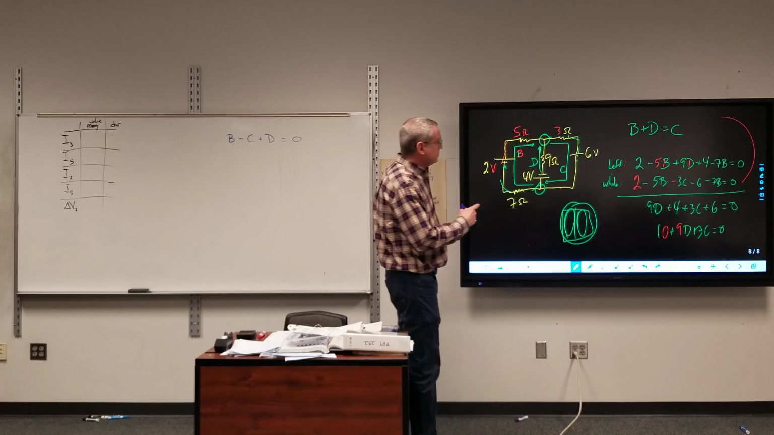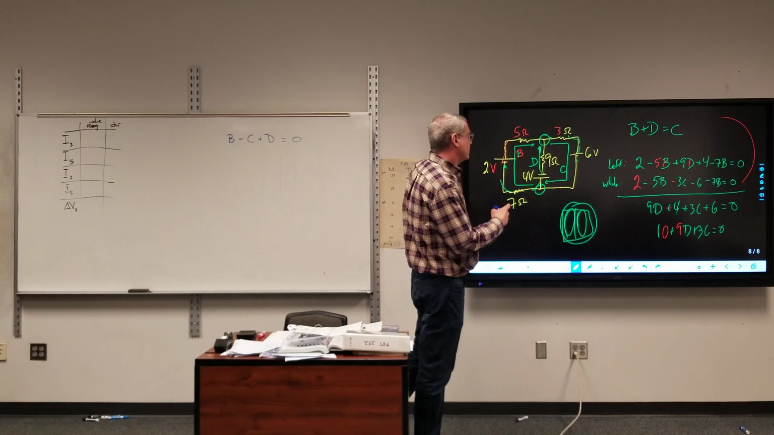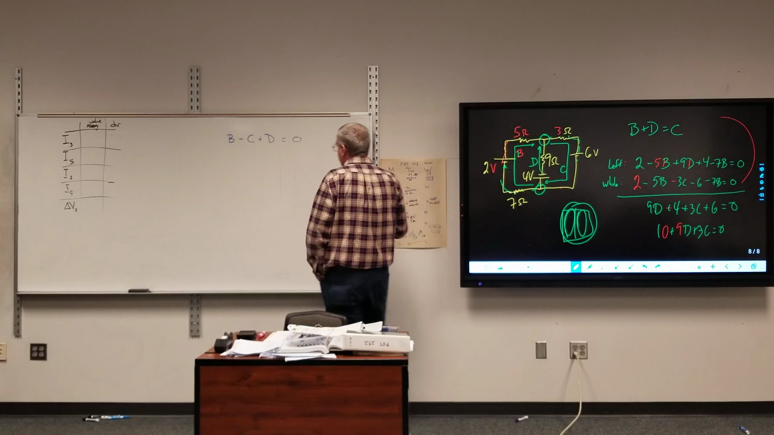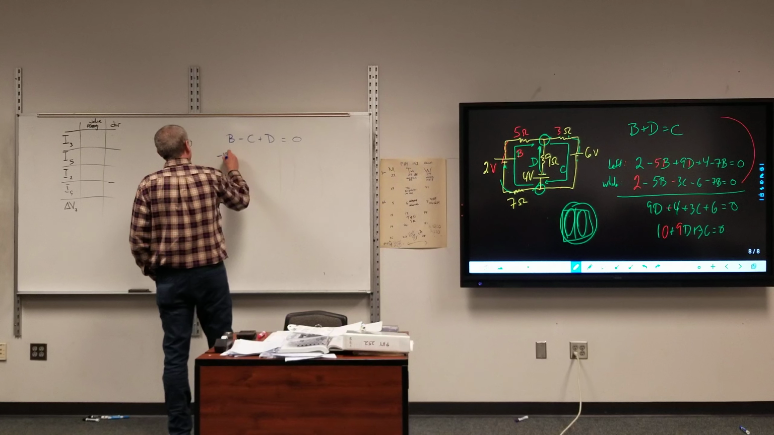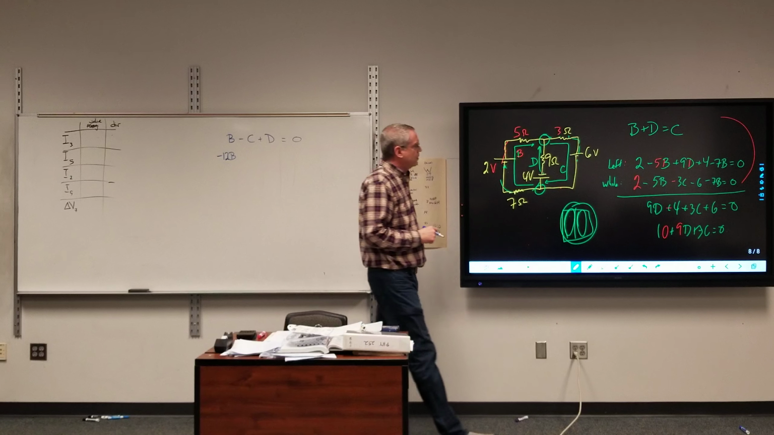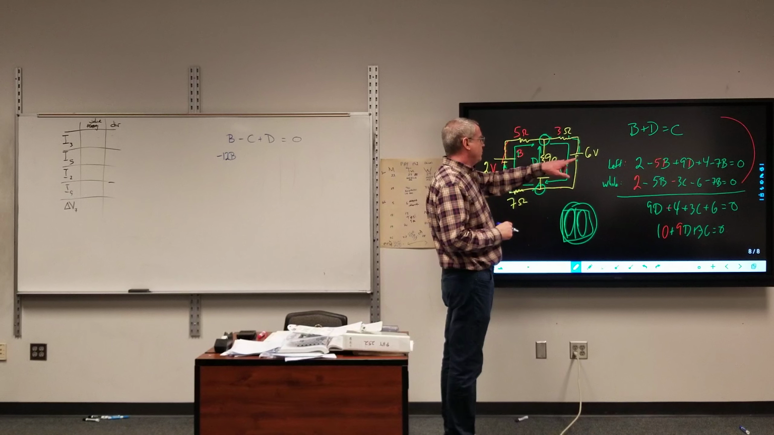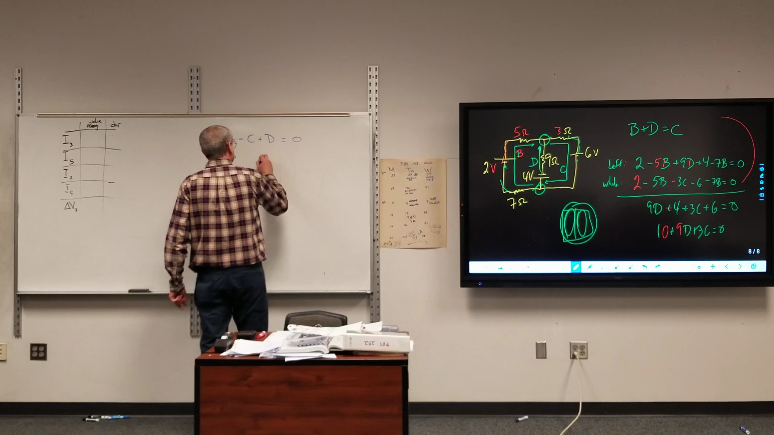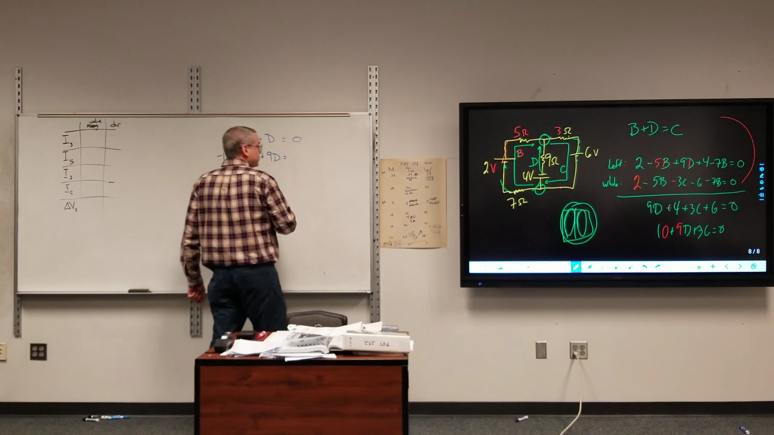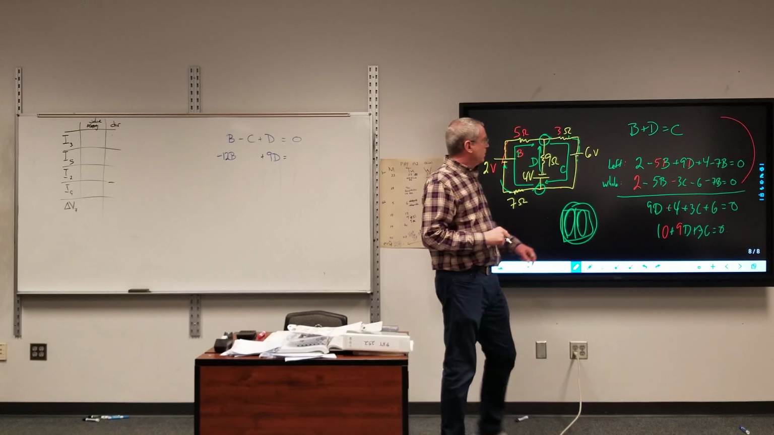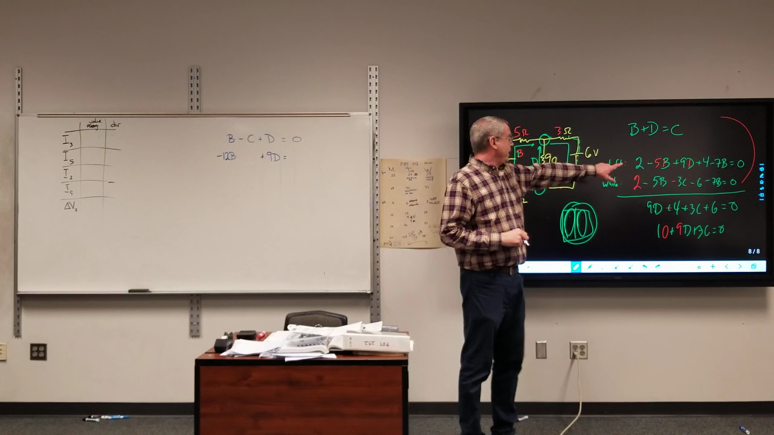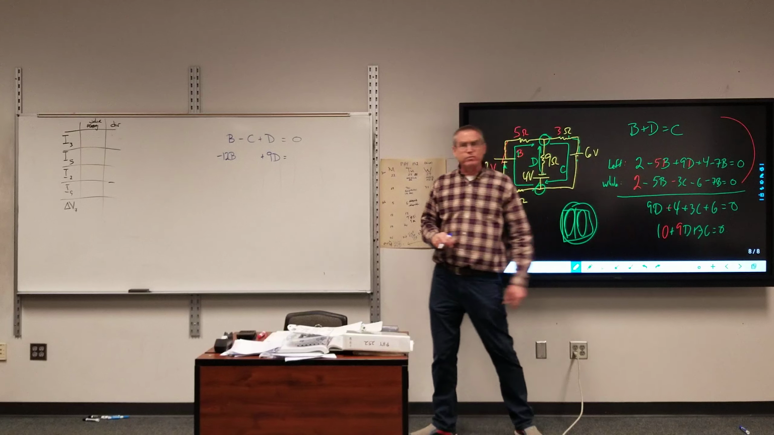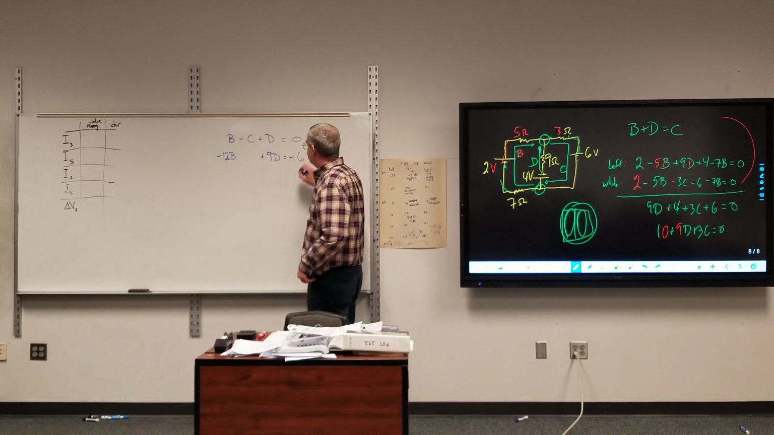My second equation, I've got, let's see, what are my B's? I have negative 12B, so negative 12B plus 9D equals, I've got 6 on the right-hand side here, and I take it over, negative 6.